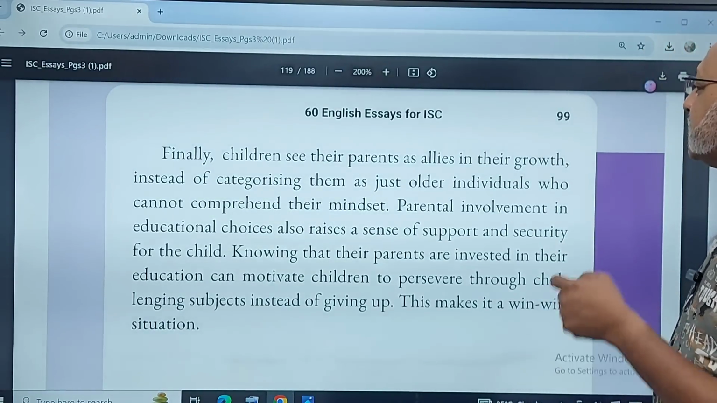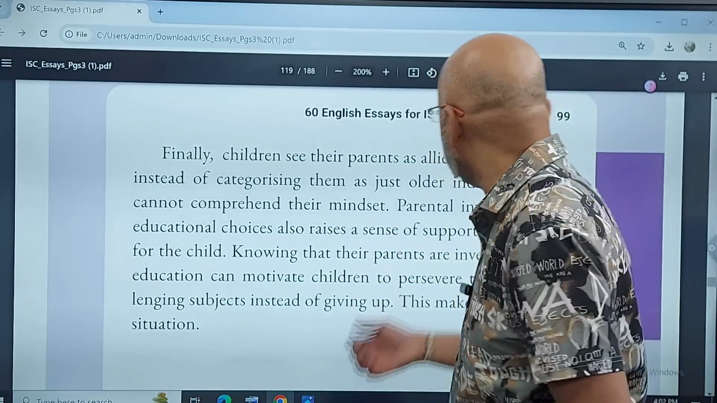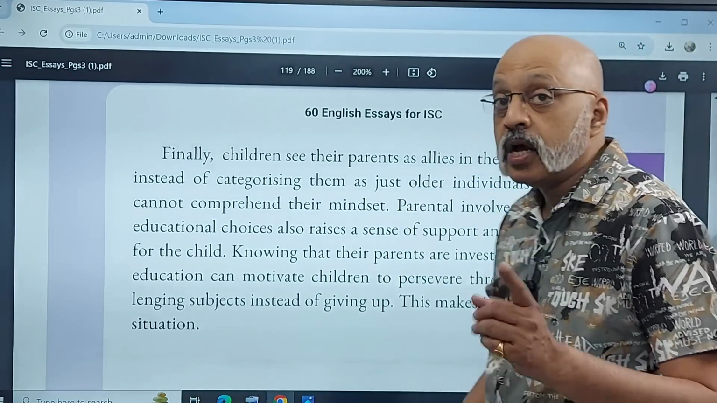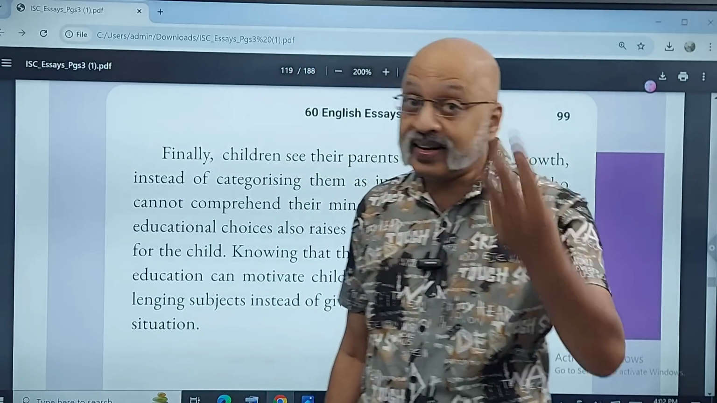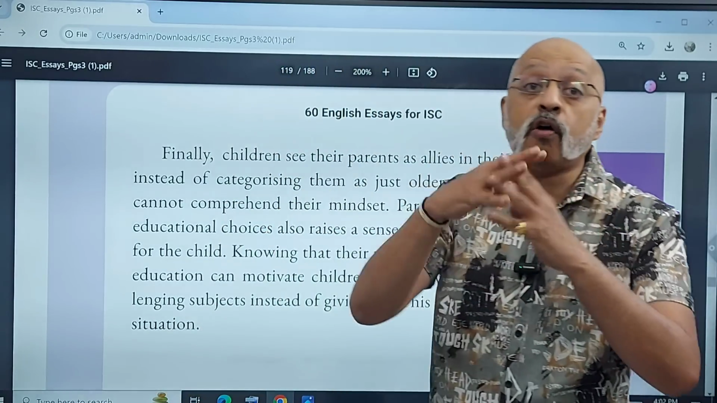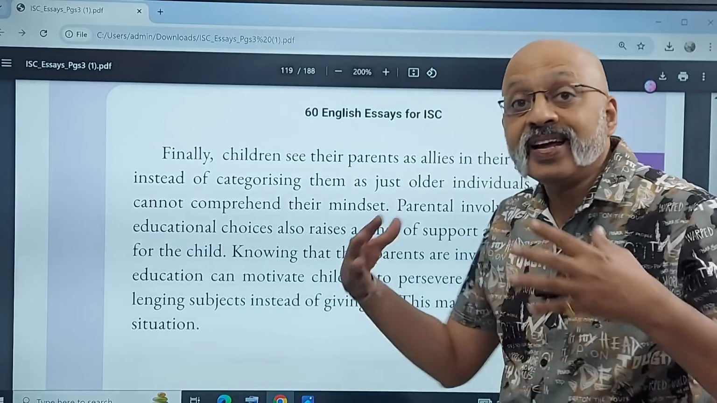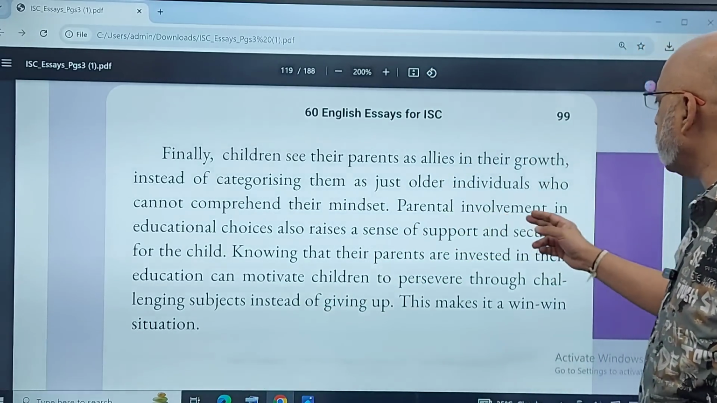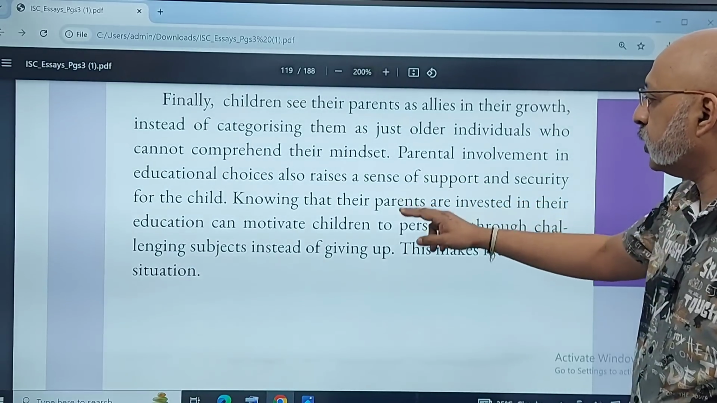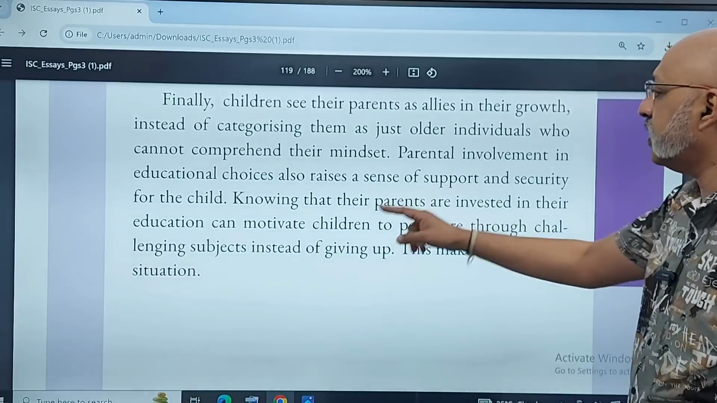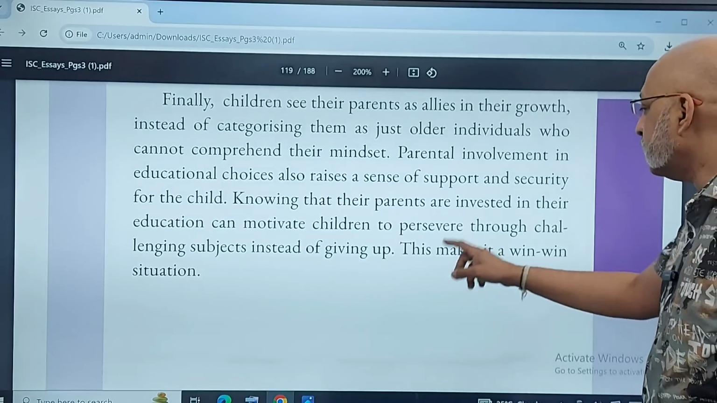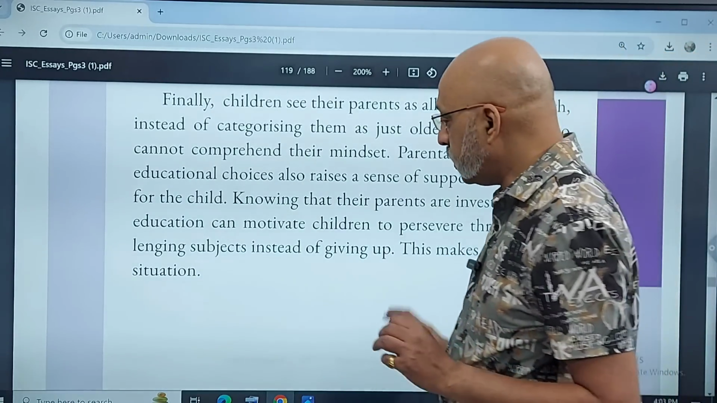Finally, children see their parents as allies. Allies means they are partners in their growth instead of categorizing them as just older individuals who cannot comprehend their mindset. So one emotional and three practical benefits have been given. The fourth point is more of an emotional kind of a point, that it helps in better family bonding. Parental involvement in educational choices also raises a sense of support and security for the child. Knowing that their parents are invested in their education can motivate children to persevere through challenging subjects instead of giving up. This makes it a win-win situation.